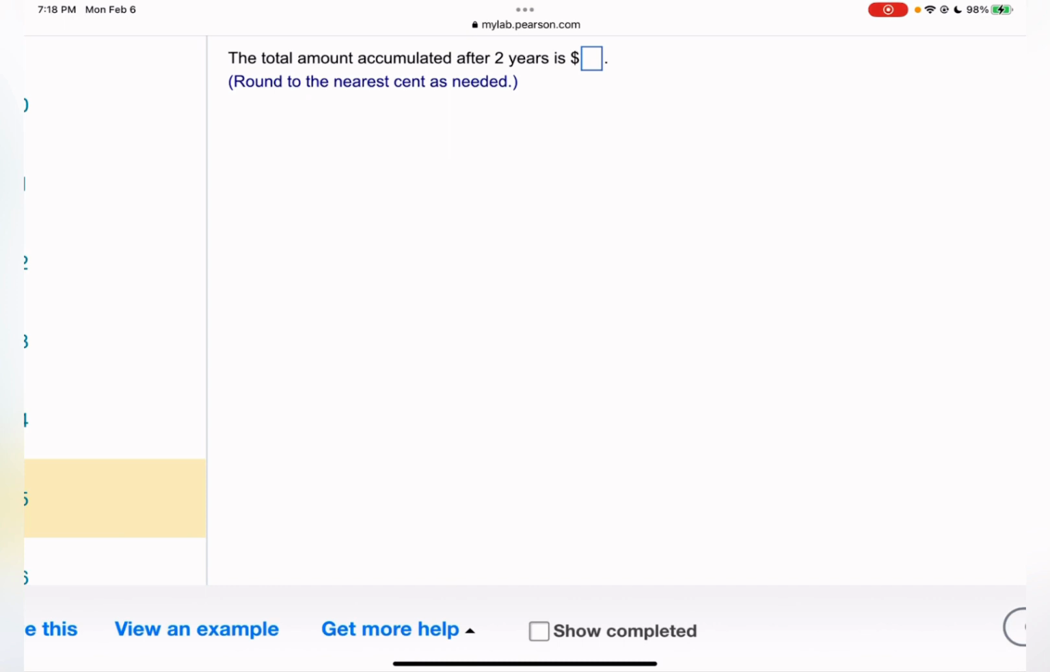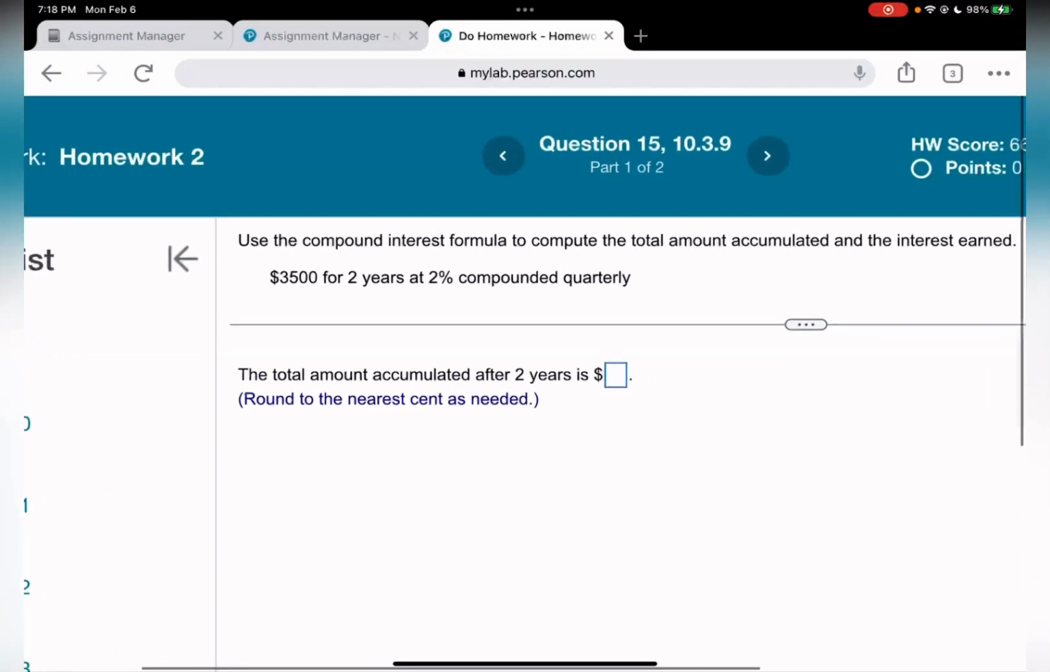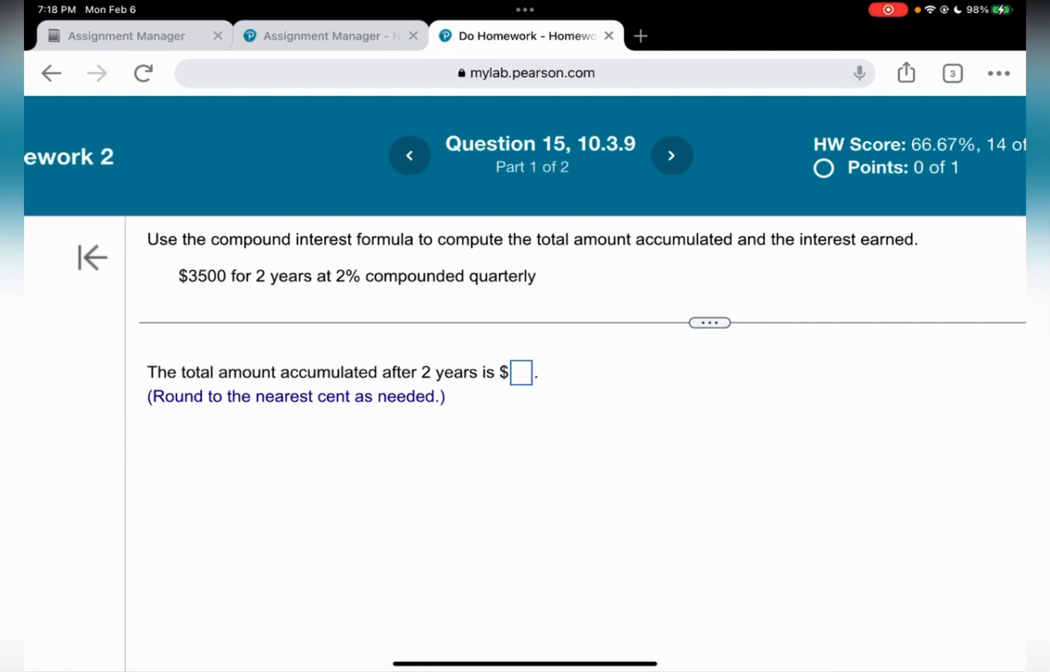Moving to question number 15. Let me take a picture right away so we can solve it. Otherwise, 100 times I will go back and forth to read the data. So, use the compound interest formula to compute the total amount accumulated and the interest earned. Okay.